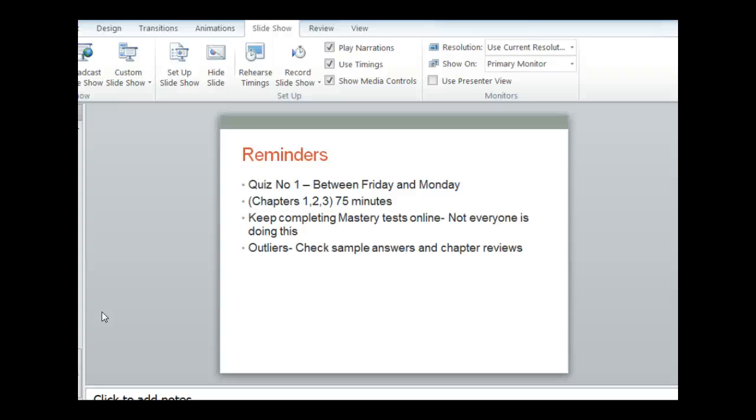And then outliers, check the sample answers and the chapter reviews. You're doing quite well, and I'm quite happy with all the participation that we're having in the board. Let me show you where you find the sample answers, and I put those at the end of the week. Like today, I put sample answers for last week and a chapter summary. So the chapter summary will help you in case you have something you didn't understand. It's going to give you a little synopsis of what the chapter was about. Let me show you.